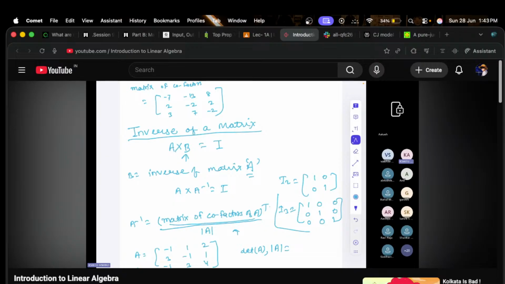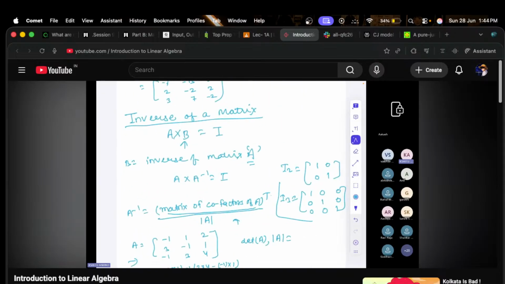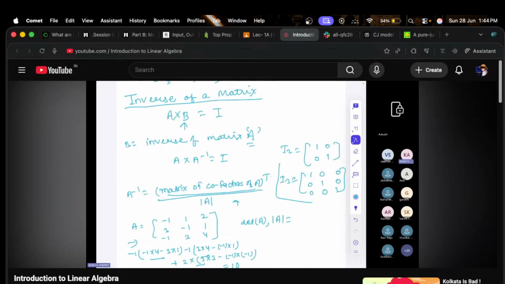So this is the first step that I was referring to. For an inverse to exist, the determinant of the particular matrix should not be 0. So this is the first step that you need to take. For example, the matrix that I was discussing, 1, 2, 3, 4, 5, 6, 7, 8, 9, the determinant of the particular matrix was 0.